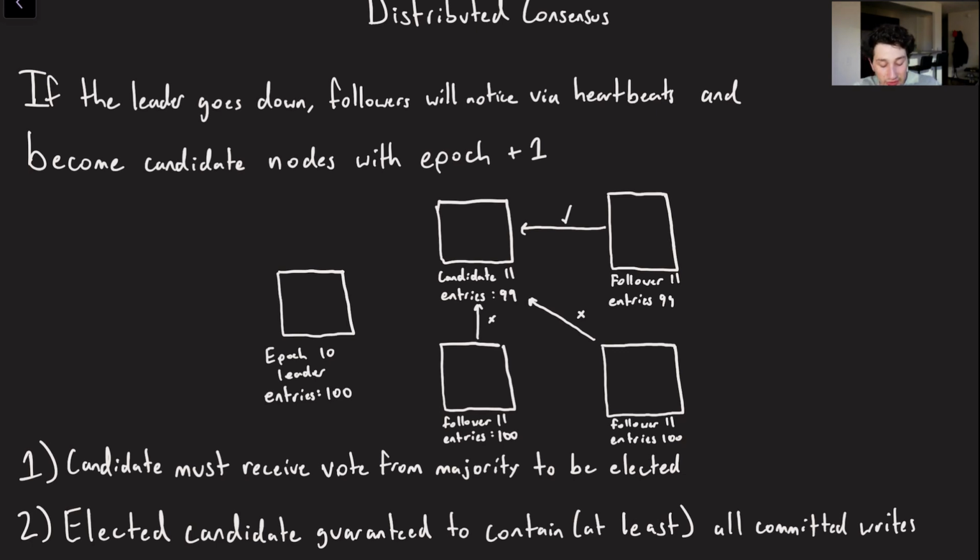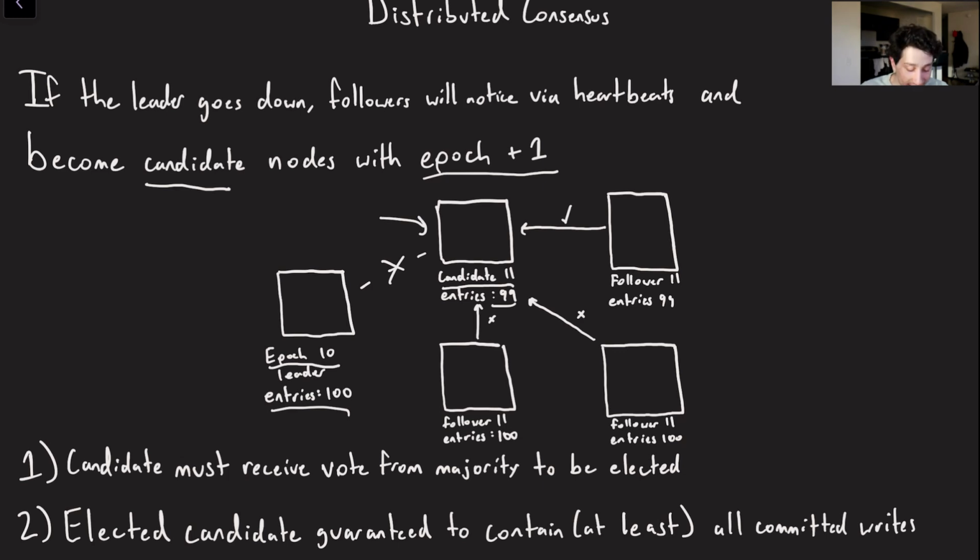So what's going to happen when a follower notices that the leader is down is it is going to become a candidate node, and it's going to do so with epoch +1. It takes the current leader's epoch number, adds 1 to it, and says, I'm a candidate for this next epoch. So let's say we've got a leader over here, epoch 10, and there are 100 entries in its log for that epoch. Over here, this guy, after sending heartbeats and noticing that they cut out, says, I think the leader's down. I'm now a candidate for epoch 11. And by the way, I have 99 entries in my log for this epoch.